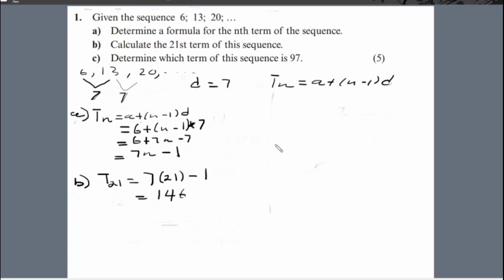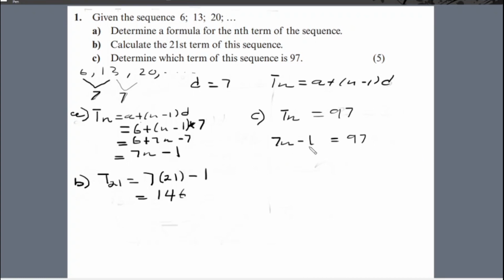Right? And then we come back to question C. Question C says determine which term of this sequence is 97. They want to know which position 97 is in this sequence. So you will say tn is equal to 97. tn is 7n minus 1, equals 97. Then this becomes a question of solving for n.